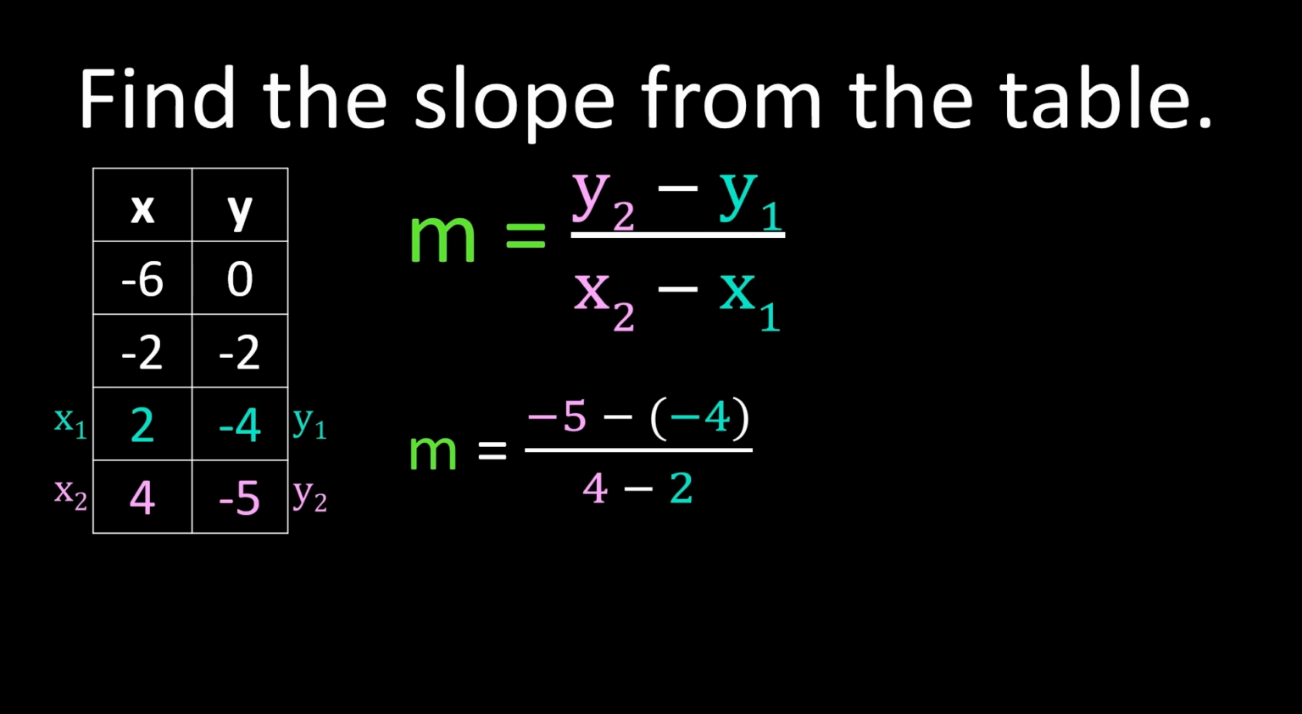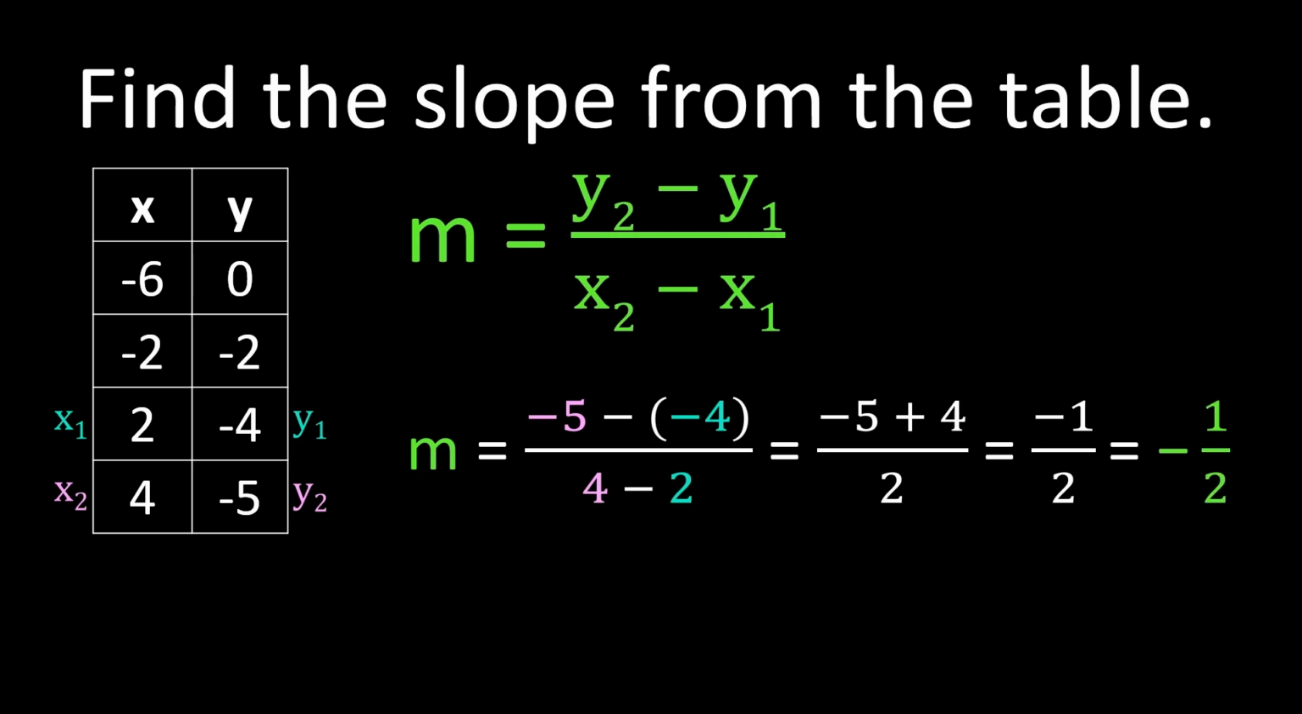Then I'm going to need to subtract. I'm going to have negative 5 minus a negative 4. So I'm going to keep the negative 5. I'll change that subtraction sign to addition, and my negative 4 will become a positive 4. And then in my denominator, I have 4 minus 2, which is 2. So I have negative 5 plus 4. Negative 5 plus 4 is negative 1. And I already have the 2 on the bottom. So my slope for the line represented by these ordered pairs is negative 1/2.